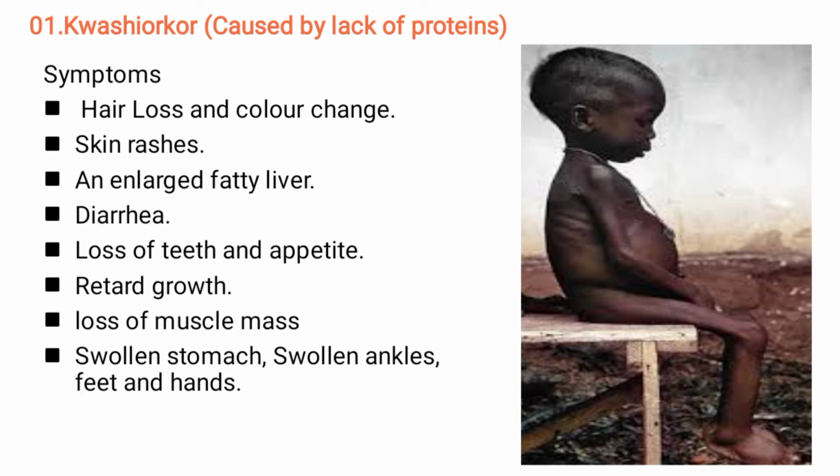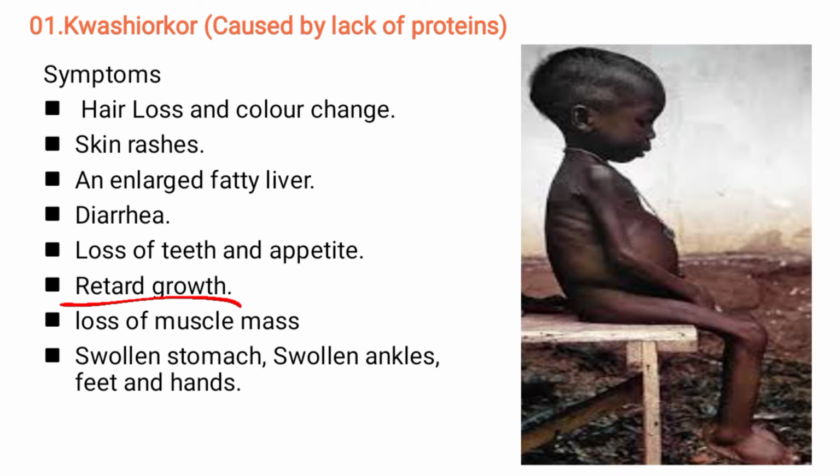Kwashiorkor is caused by lack of proteins. This picture shows an example of a child suffering from Kwashiorkor. A child suffering from Kwashiorkor has hair loss. These are some of the symptoms, and also color changes of hair, skin rashes, and an enlarged fatty liver. The liver grows, and there is diarrhea, and also loss of teeth. This child won't have strong teeth, and has no appetite.